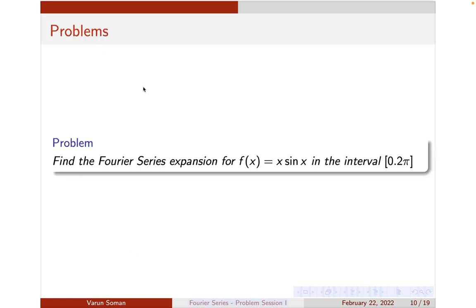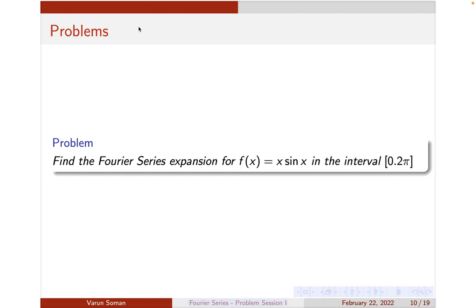Moving forward, now let us find the Fourier series expansion of f of x equal to x sin x. It's a very important problem, and it's all very simple. Everything is just the same. You can't use odd and even functions in this interval because the interval is 0 to 2 pi. If it is minus pi to pi, you can simplify it. Otherwise, you can't use the property of odd and even functions.